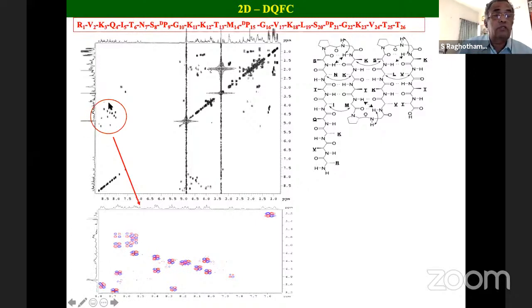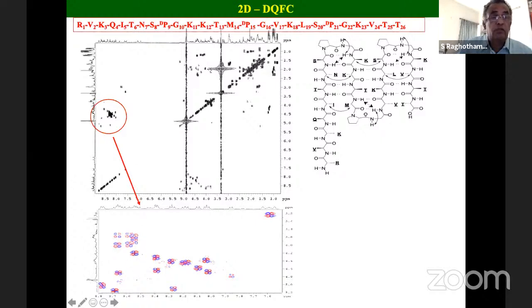Now, these are the whole connectivities, but what is more important is this NH to the alpha connectivity, called the fingerprint region. You can literally count that there are about 26 residues here. There are the 3 prolines. They won't give you this connectivity. So about 22, 23 connectivities are here.